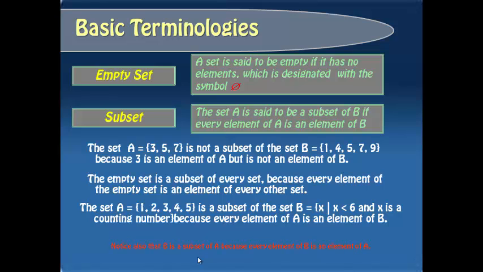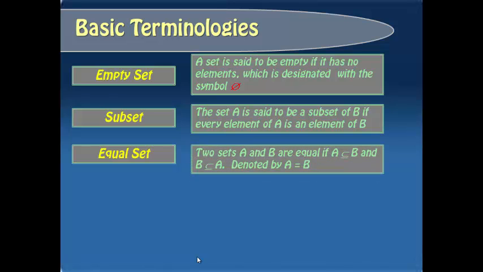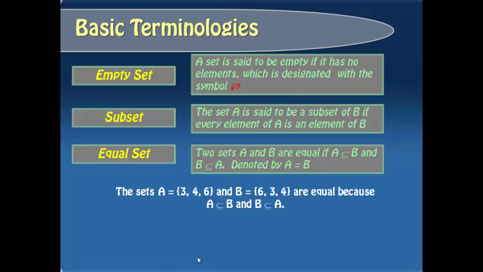We must notice that B is a subset of A because every element of B is an element of A. We also have what we call equal sets. Two sets A and B are equal if A is a subset of B and B is a subset of A. We can denote that A = B. Example: set A = {3, 4, 6} and set B = {6, 3, 4}. Sets A and B are equal because A is a subset of B and B is a subset of A.